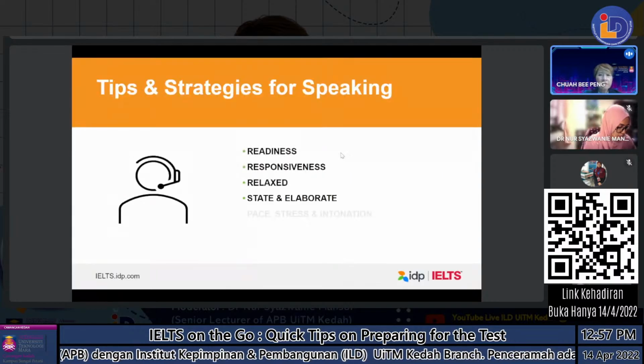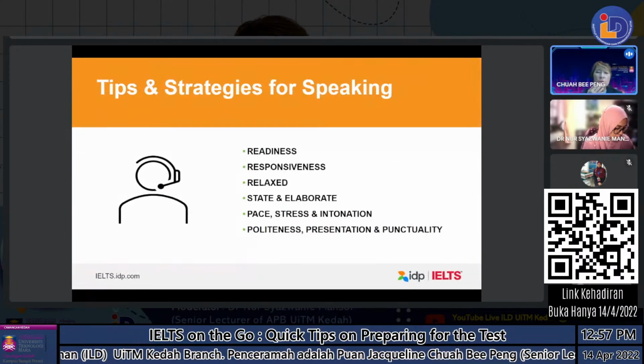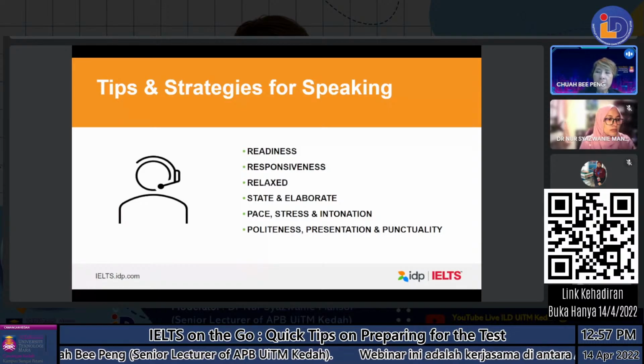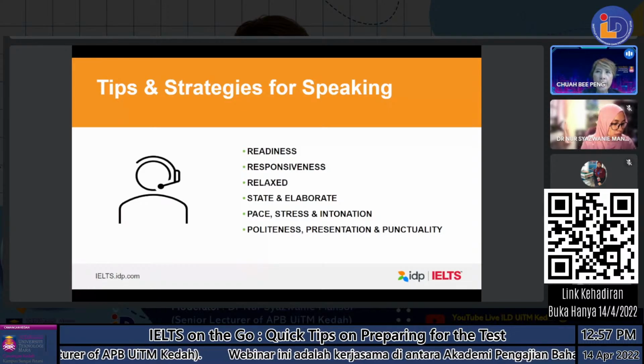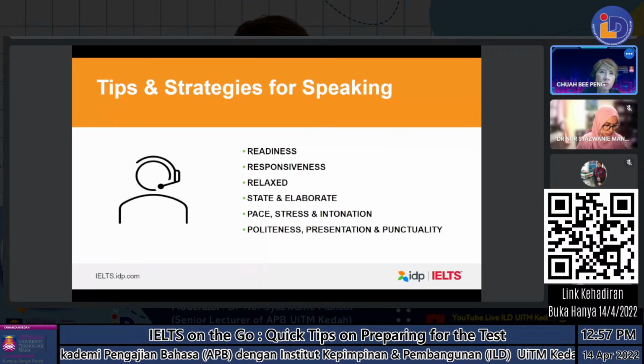Readiness for speaking. Be ready to speak. Be responsive, okay? Don't be waiting for the examiner to pry some gold out from your mouth, because the more the examiner speaks, the less speech output you produce for the examiner to assess, so you probably have fewer marks. And make sure you're relaxed, okay? Always say something and elaborate. Don't just say, yes, I like, I don't like. Explain why you like, why you don't like.